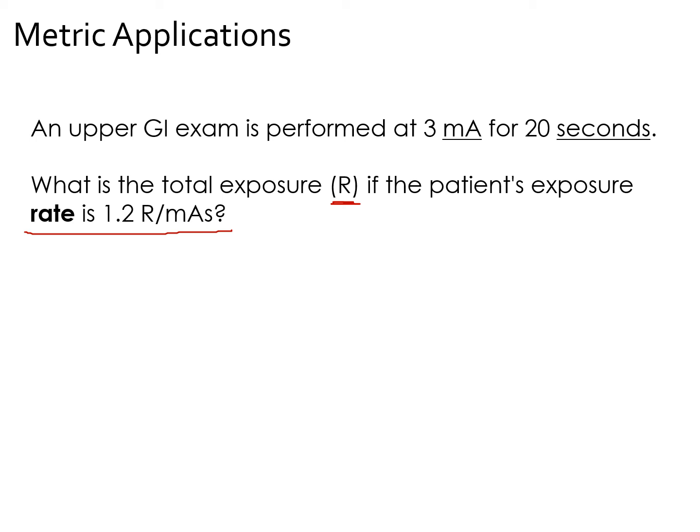Here's a rate. Typically when you have a rate, you're going to multiply this number by something. What am I multiplying it by? Whatever's in the denominator. So I need milliamp seconds. I can find milliamp seconds given these 2 pieces of information. So let's find the milliamp seconds.